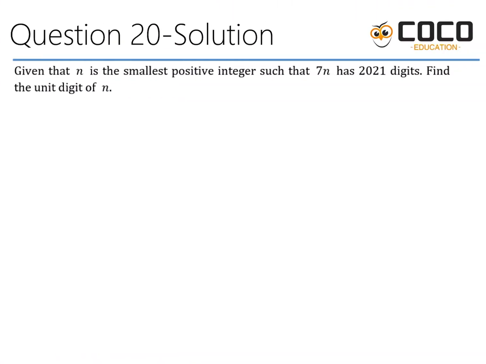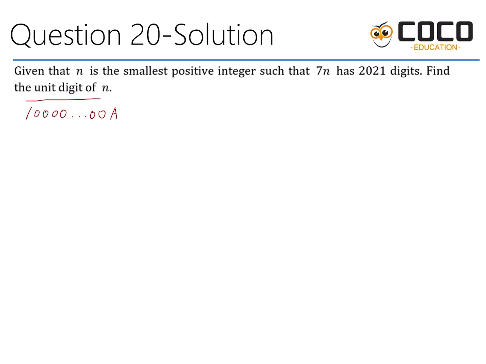Question 20. Now n is the smallest positive integer such that 7n has 2021 digits. So we want this 2021 digit number to be as small as possible. So the first digit has to be 1, followed by zeros. So only the last digit is not a 0.